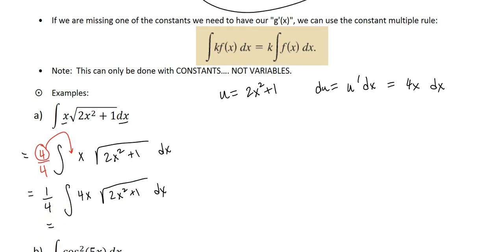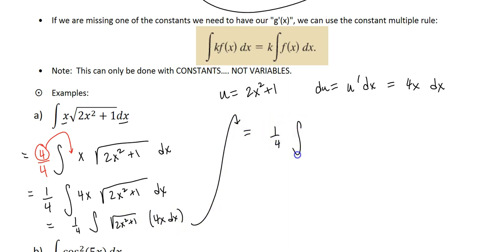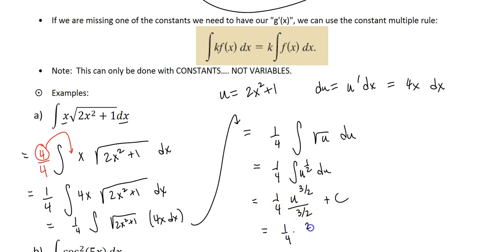Or if I just wanted to reorder things just a tiny bit, I've got 1/4 times the integral of the square root of 2x squared plus 1 times 4x dx, which is 1/4 times the integral of the square root of u du, now that I have my du here, or 1/4 times the integral of u to the 1/2 du. So that'll be u to the 3/2 over 3/2 plus c. And if I flip and multiply, I'm going to have 1/4 times 2/3 u to the 3/2 plus c. So that gives me 1/6 u to the 3/2 plus c.